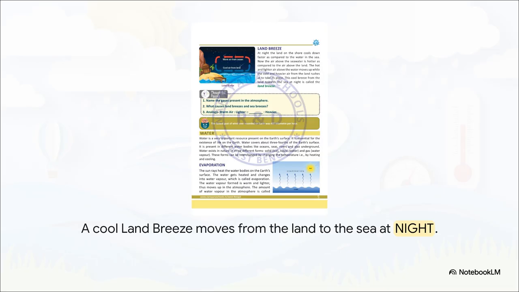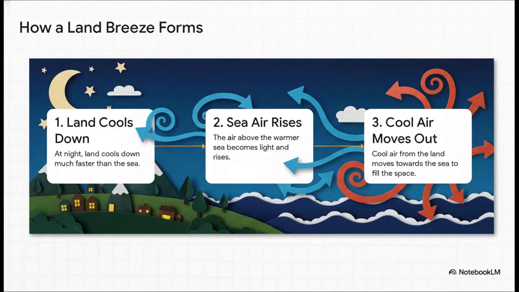At night, when there is no sun, everything becomes the opposite. At night, we get a land breeze. The wind now blows from the cool land towards the warmer sea. Let's see how. At night, the land cools down very fast, but the seawater stays warm for a longer time.